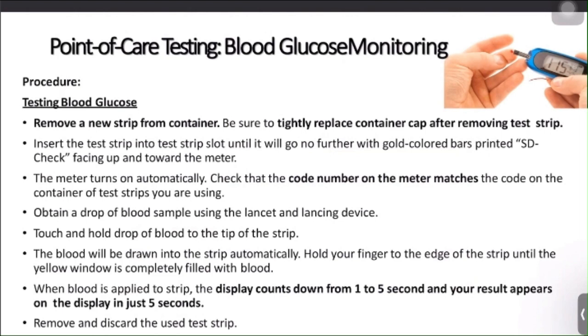Remove the strip from the container. So that is only the glucometer and the strip. Just insert it, do a dermal puncture, and then put a drop of blood. And then you already have the result. So that is just a point of care testing. What other point of care testing is there? Your bedside coagulation testing, your bleeding and clotting time. Those are the ones that can easily be done at the bedside.